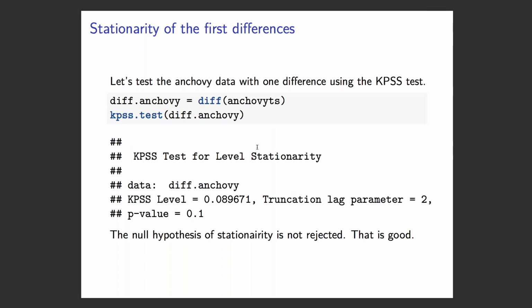Now let's test the stationarity of this. We're going to take the difference, put that in something called diff anchovy, and then do the test. For the KPSS, the null hypothesis is stationarity. We don't want to reject that. And now when we do it on the differences, we don't reject it. That's great. That's what we want.